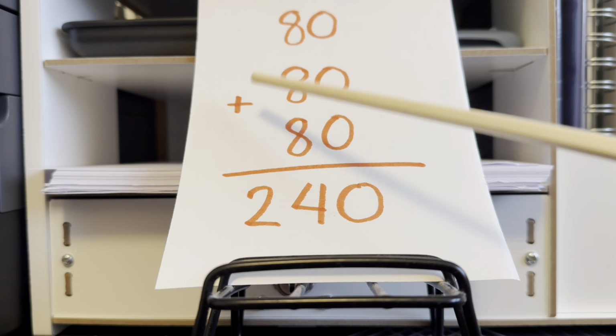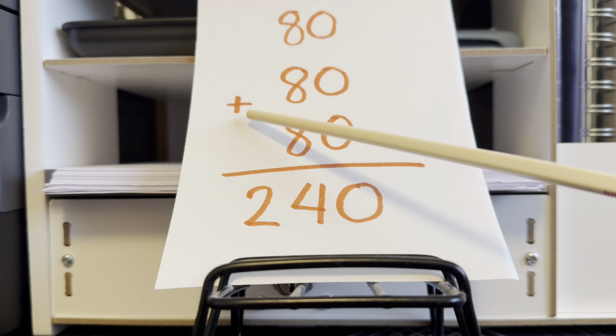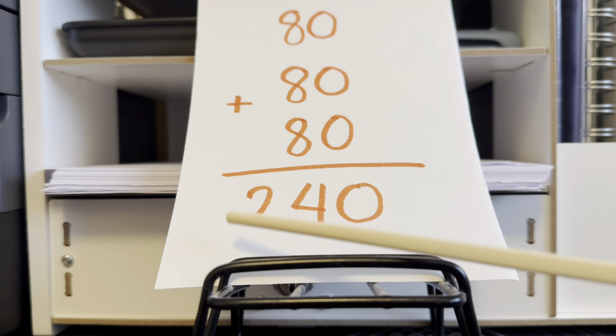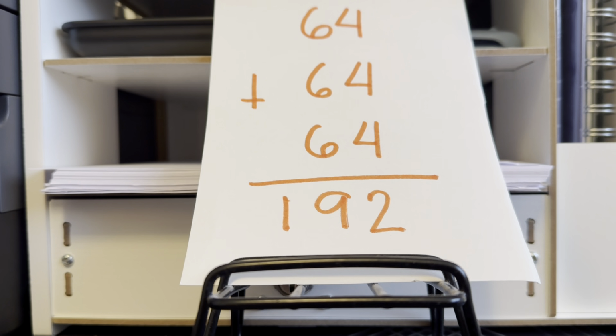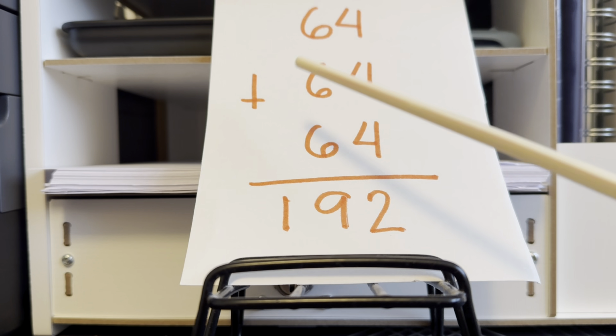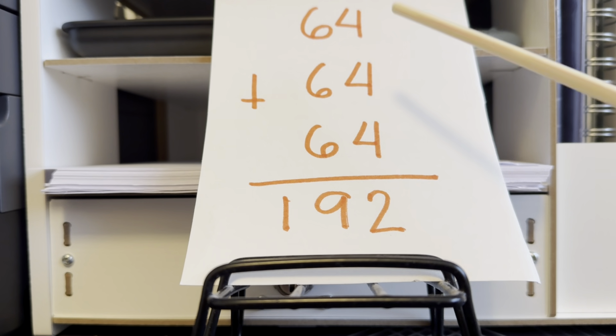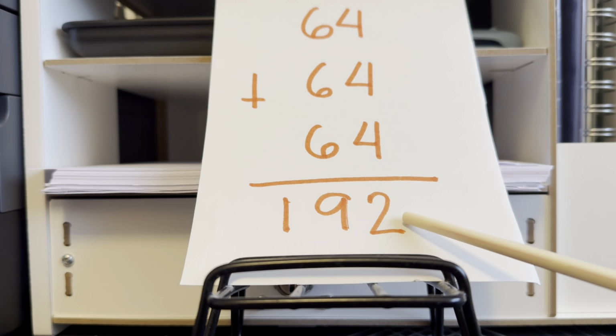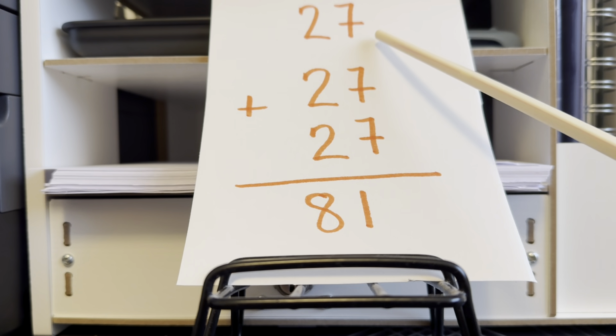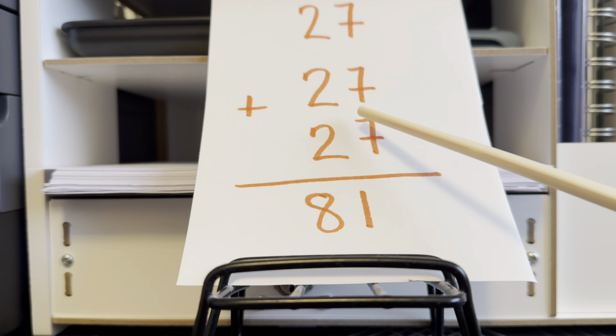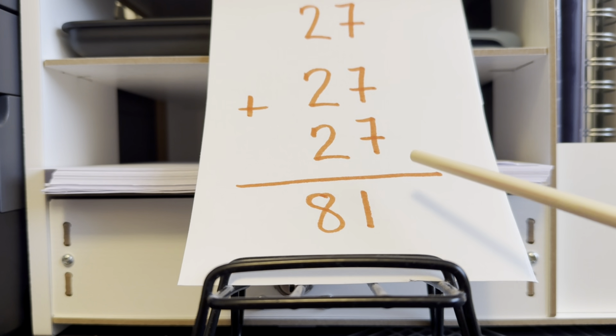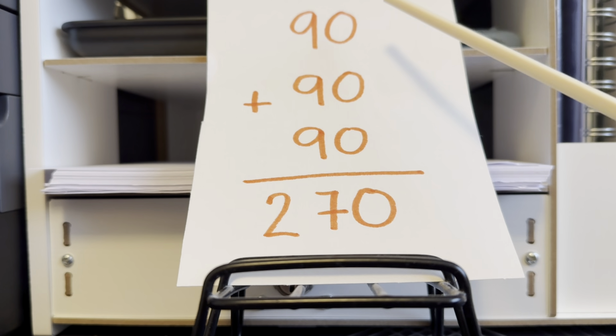80 plus 80 plus 80 is equal to 240. 64 plus 64 plus 64 is equal to 192. 27 plus 27 plus 27 is equal to 81.